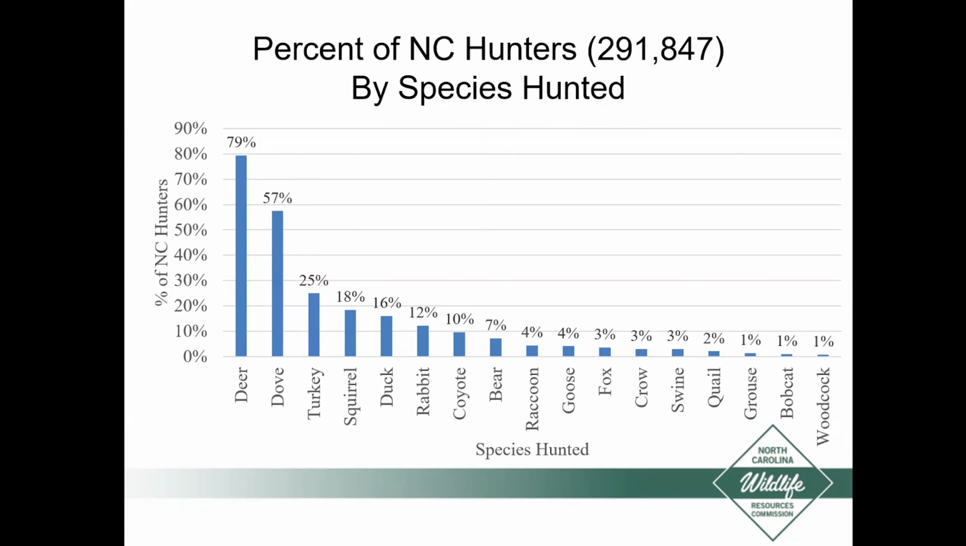It helps us to estimate the active hunters that we have in the state. We currently have around 292,000 active hunters in North Carolina, and 79% of those deer hunt. We can't rely on license sales to come up with this information, because some people have lifetime licenses and are not actively hunting, and we don't have a deer license or a license that is specific for deer. We have a big game license. So 79% of those people hunted deer, and we also know that the average deer hunter hunts about 15 days. And just for comparison's sake, the average dove hunter hunts about 2 or 3 days.